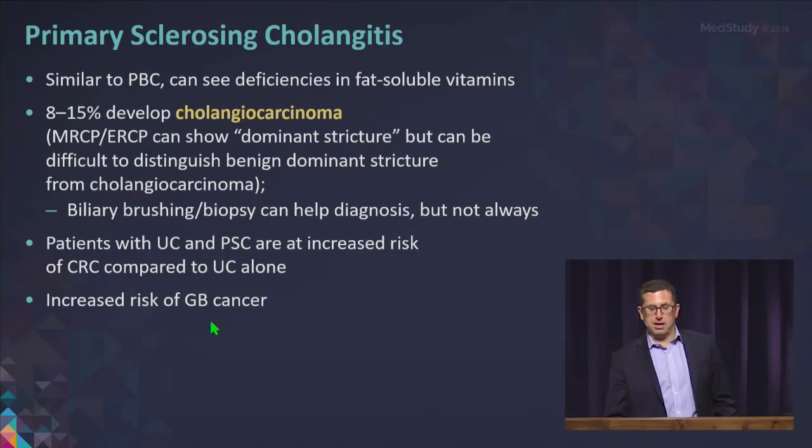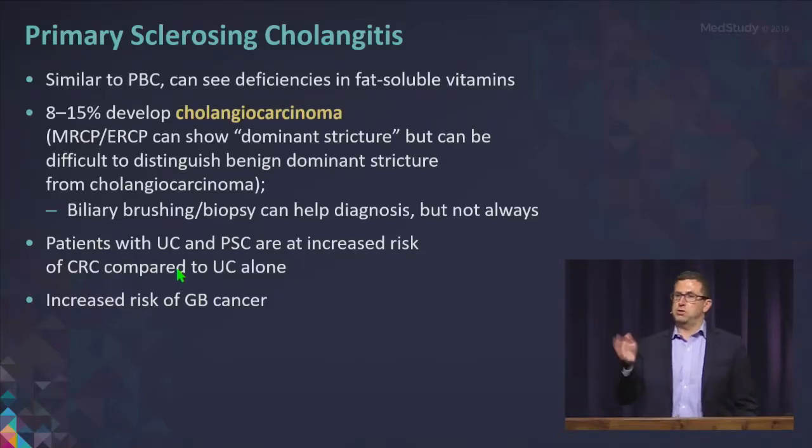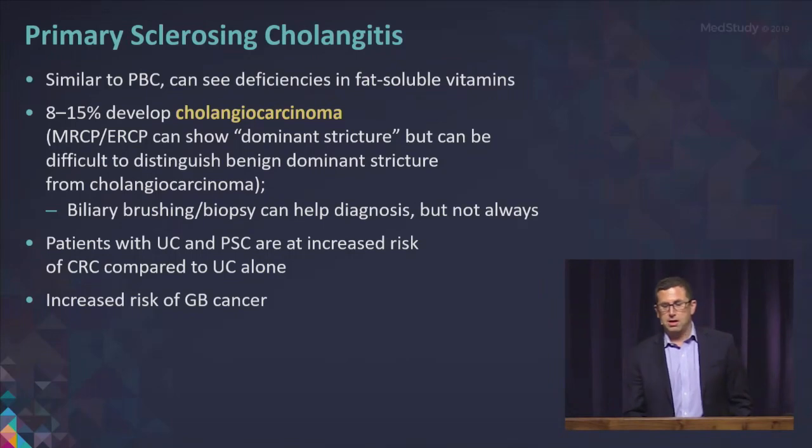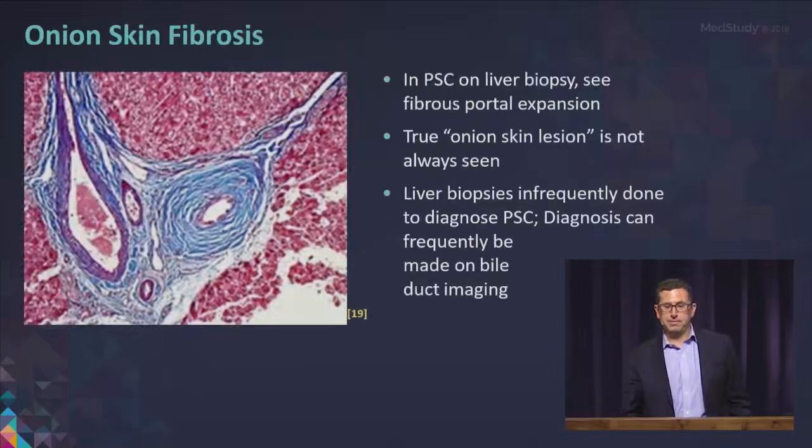As we've mentioned, patients with UC and PSC are at increased risk of colorectal cancer compared to UC alone. And as soon as you make that PSC diagnosis, if the patient has UC, you start doing surveillance due to the risk of colon cancer associated with ulcerative colitis. There's also an increased risk of gallbladder cancer in patients with PSC.